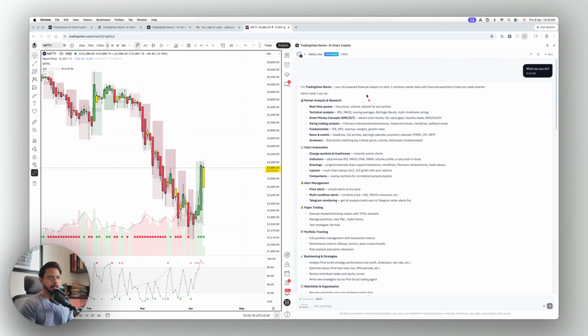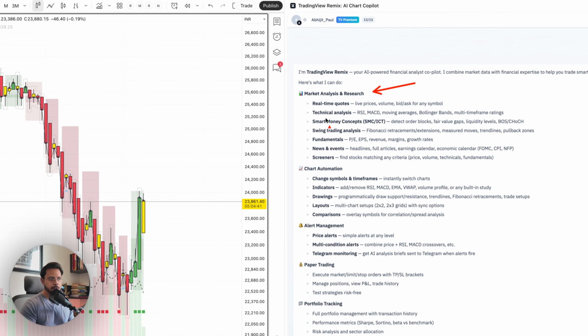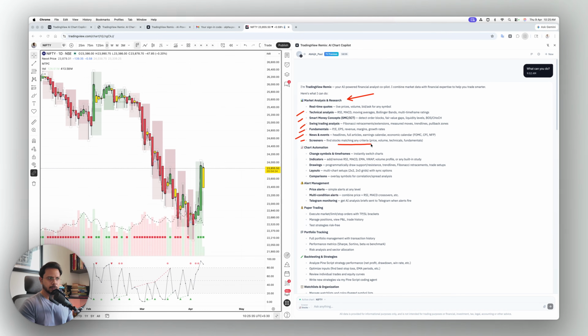So first thing it says is that I can do market analysis and research: real-time quotes, technical analysis, smart money concepts, swing trading, fundamentals, news, screeners. So find stocks matching any criteria. If I give it, tell me where the MACD crossover is happening or where the volumes are higher than the 5-day average, I'm sure it will be able to give us those screeners.